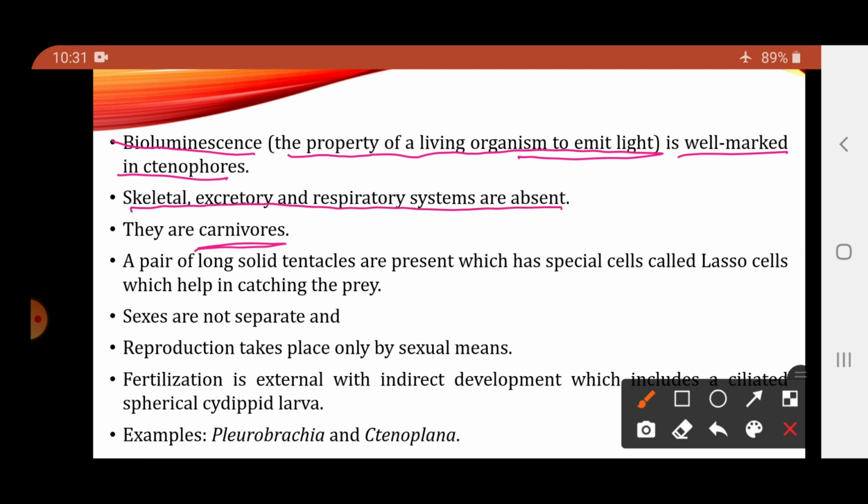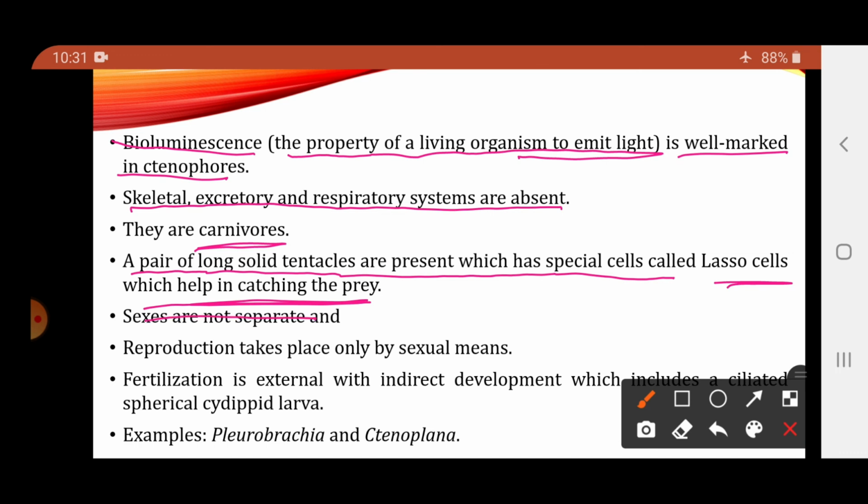They are carnivorous animals. A pair of long solid tentacles are present, with special cells called lasso cells, which help in catching the prey. Since they are carnivores, they have to catch the prey. So how do they catch the prey? They also have the tentacles. These tentacles have cells called lasso cells, and these lasso cells help to capture the prey.